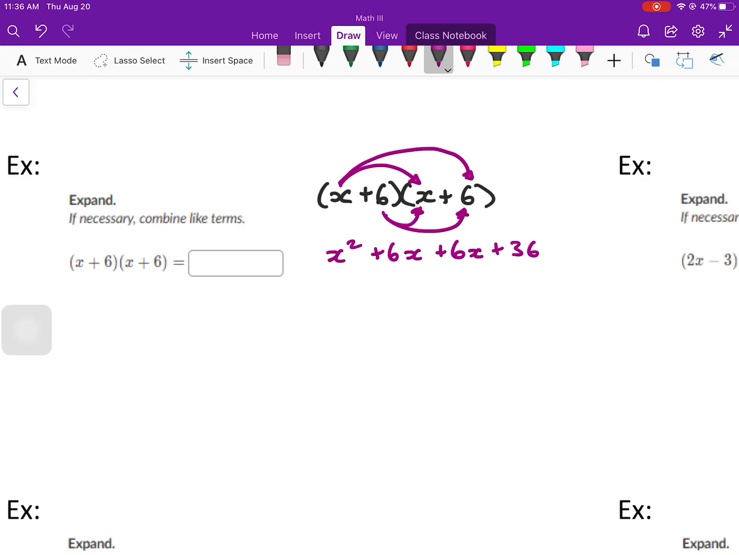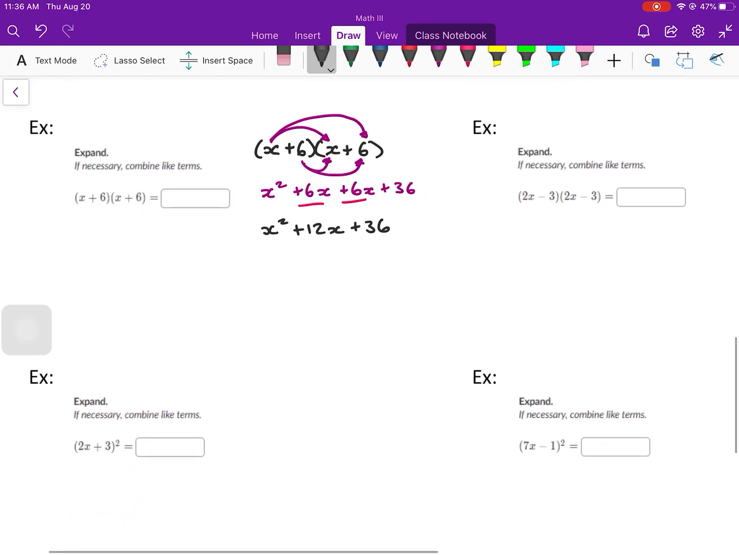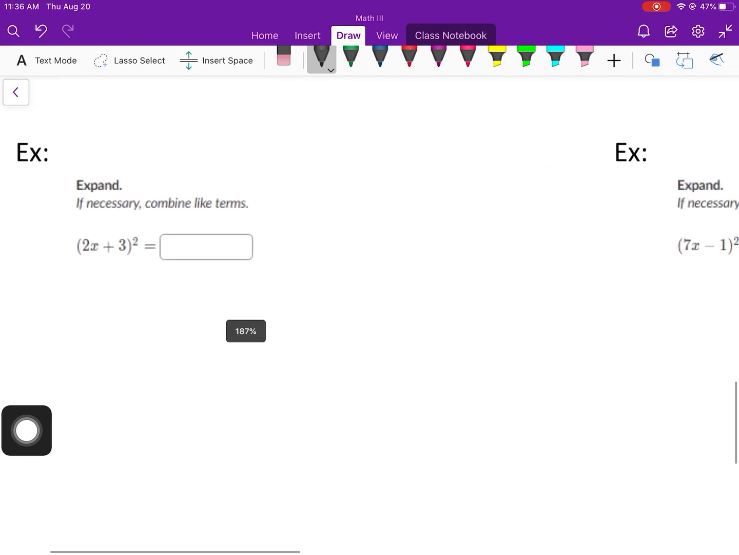Now notice this time we don't have opposites. We have the exact same thing. So really what's going to happen here is it's just going to double. 6 plus 6, that's really 6 times 2. It's 12, right? So it's always going to double that middle term. So what we're going to have is x squared plus 12x plus 36. Here's another example you guys can work out, but I'm going to show you this one instead.